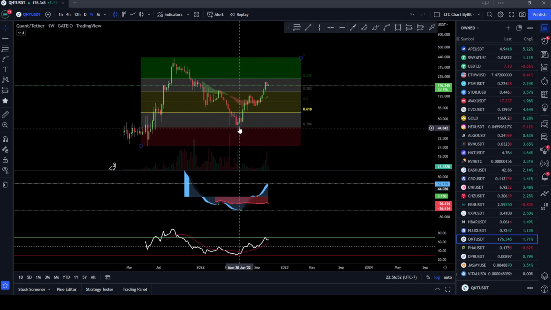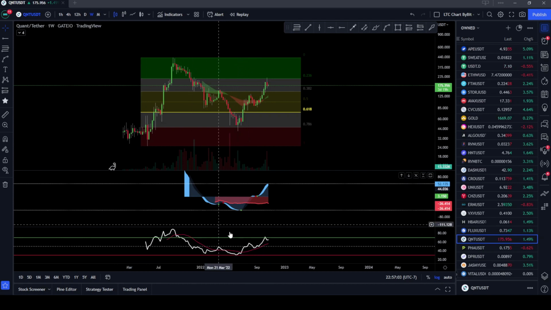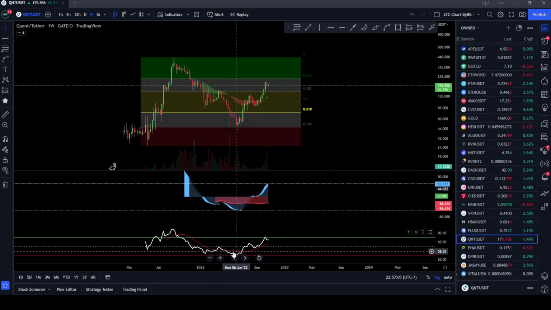If we take a Fibonacci from the bottom to the top, Quant came all the way back down to the 786, created a very nice candle at the bottom here, then created a green dot on the trend momentum indicator here, and the RSI on the weekly. This is the weekly time frame, by the way. The weekly time frame RSI broke above the moving average, and we continued on to the upside.